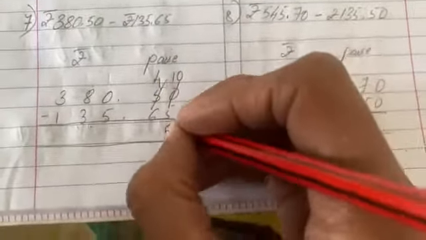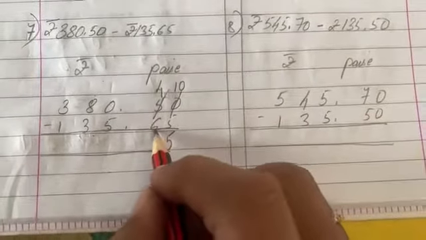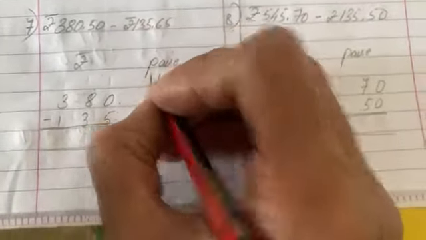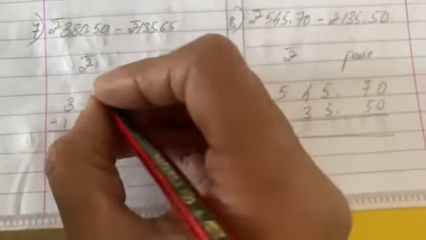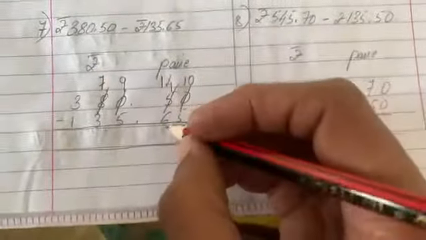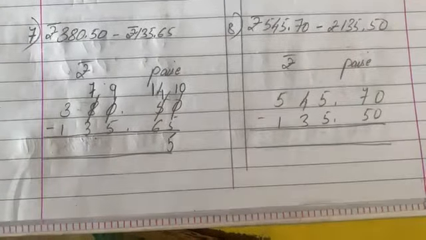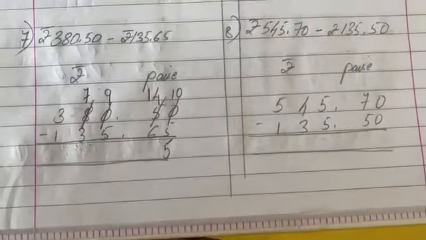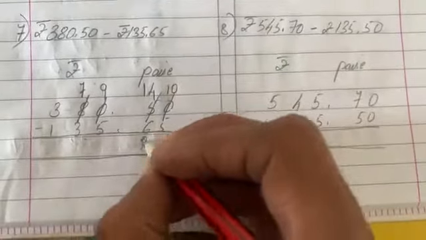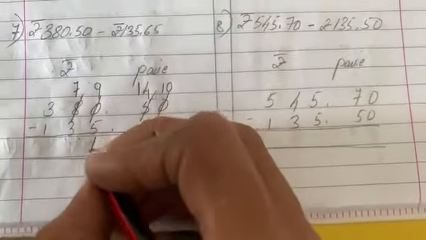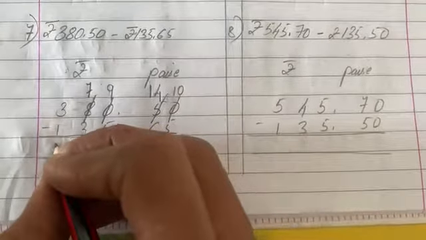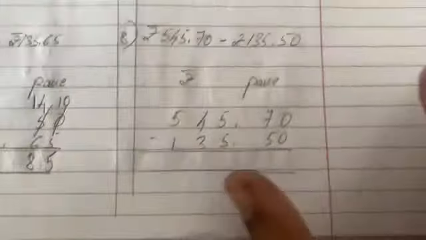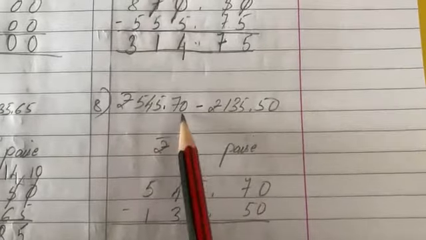Now 10 minus 5 is 5. Now again you can see that 6 is big and 4 is small. So let's borrow, make this 14, cancel this 0, make this 9, cancel this 8, and make it 7. So now 14 minus 6 is 8. 9 minus 5 is 4. 7 minus 3 is 4. 3 minus 1 is 2. Now let's move on to the next question.